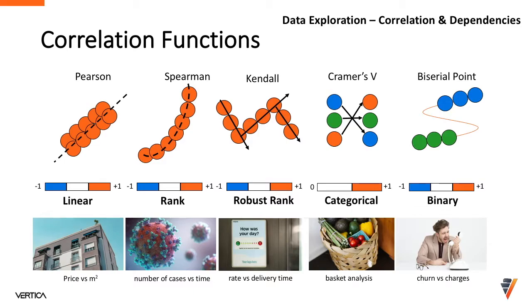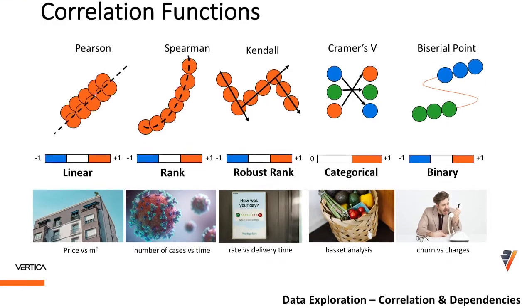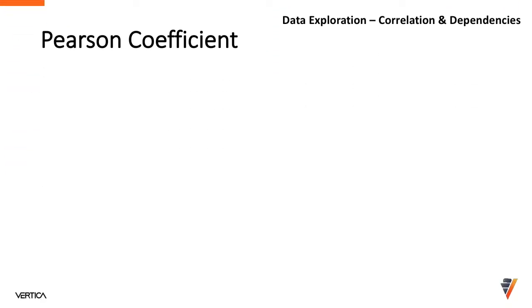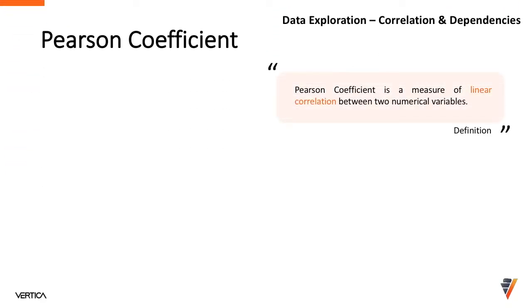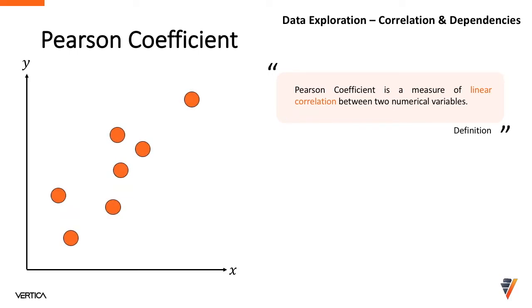Let's see more deeply how the different correlation functions work. The Pearson correlation coefficient is widely used because of its simplicity. It identifies a linear link between the two variables. We use it a lot before creating a linear regression model. Let's consider the following distribution.